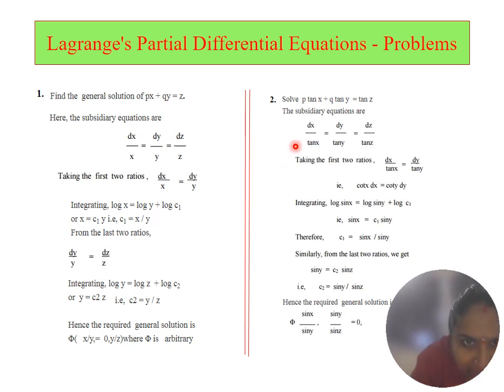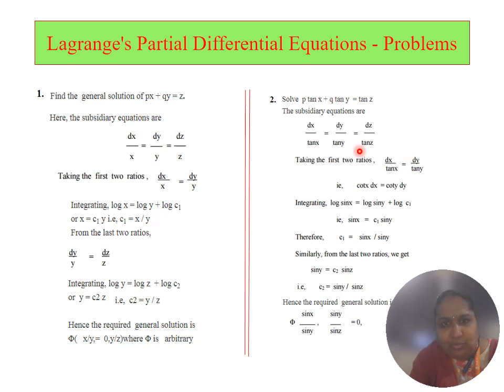Similarly, next example: p tan x plus q tan y equal to tan z. This is of the form Pp plus Qq equal to R, and it also comes under the method of grouping. The subsidiary equations are dx by P equal to dy by Q equal to dz by R. Here P is tan x, Q is tan y, R is tan z. So dx by tan x equal to dy by tan y equal to dz by tan z.